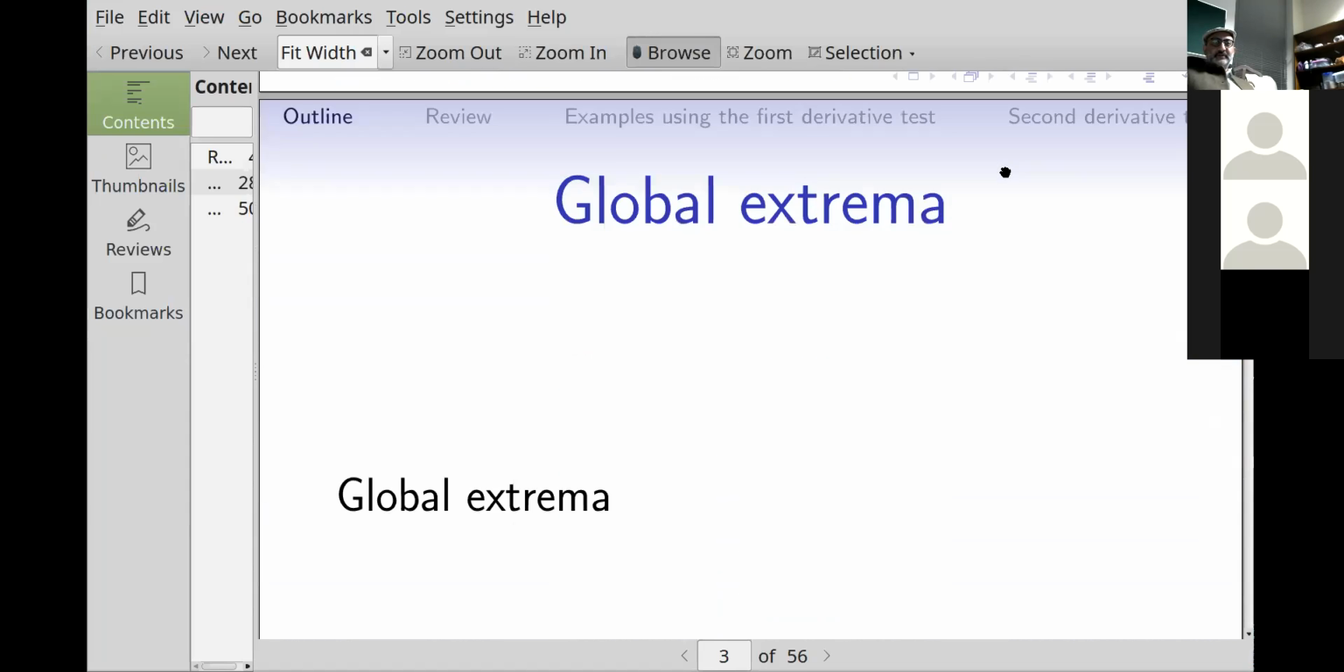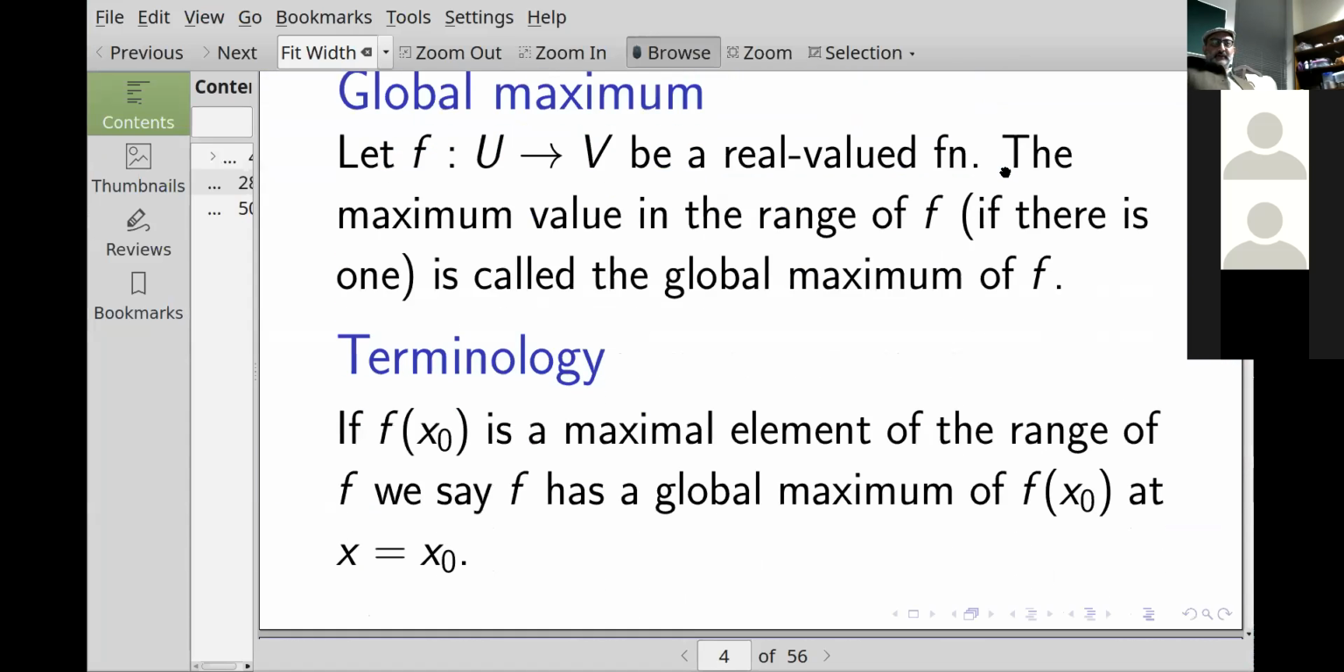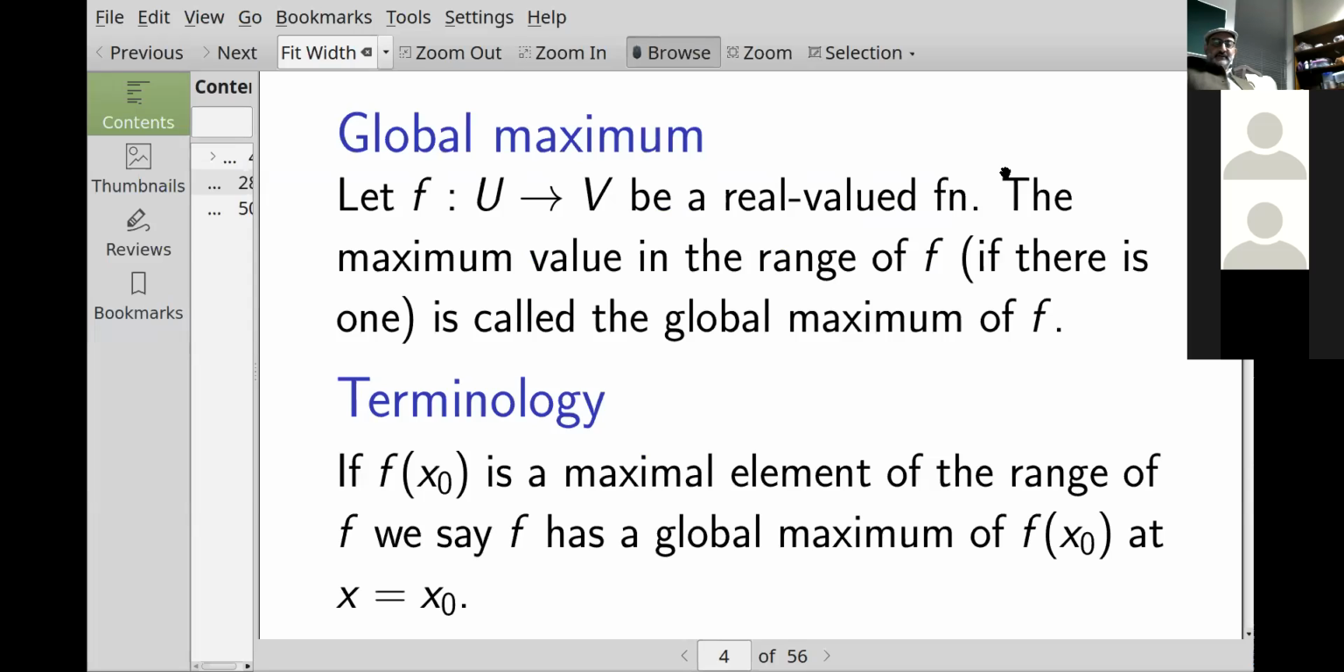Okay, so just to review, starting with global extrema. The global maximum of a function is the maximum element of its range, if it has one. And supposing that it has one, we say that f has a global maximum of f of x naught at x equals x naught. The maximum might occur at more than one point, right? The sine function would have maxima of 1 at infinitely many points if your domain was the reals, for example.